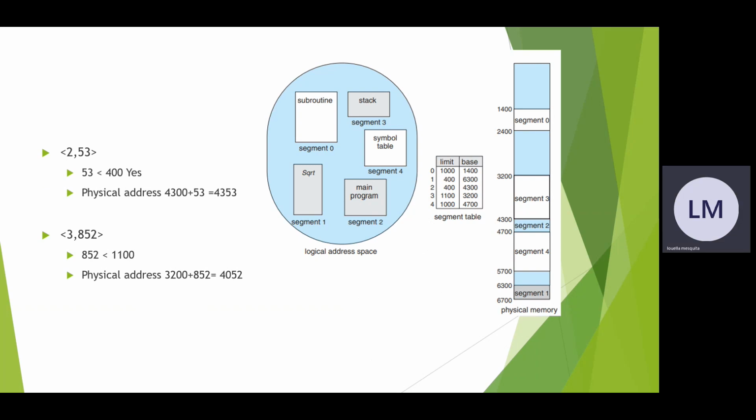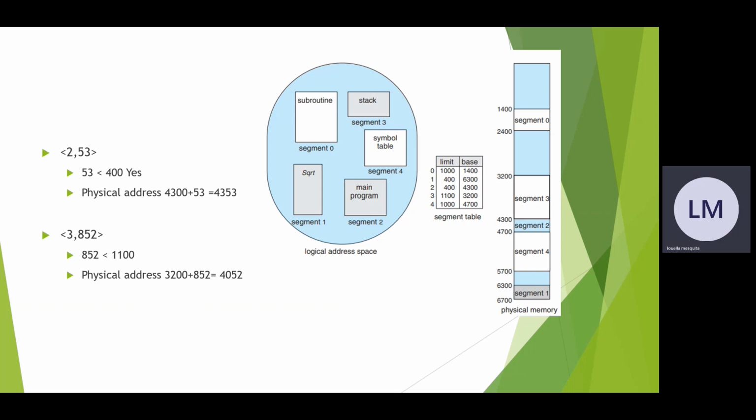Let us consider the following example from Galvin textbook. Here in this example, we see that there are 5 segments numbered 0 to 4. The segment table has a separate entry for each segment, giving the beginning address or the base address and the limit, which is the length of that segment.